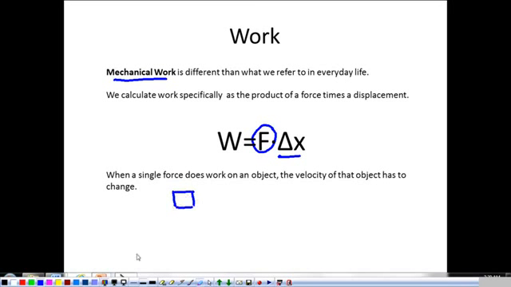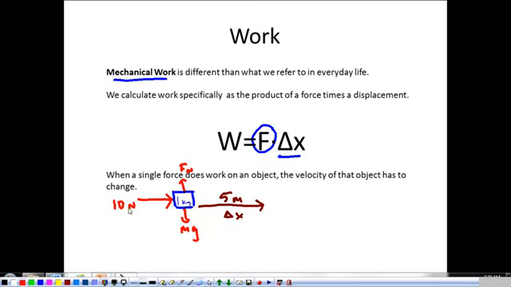Let's say I have a mass of 1 kilogram. And to that mass, I apply a force of 10 newtons, and my object moves in this direction a distance of 5 meters. That's my delta x. Now, we know from our forces unit that we have a normal force acting straight up and weight acting straight down. So let's talk about the forces that are doing work on this object.